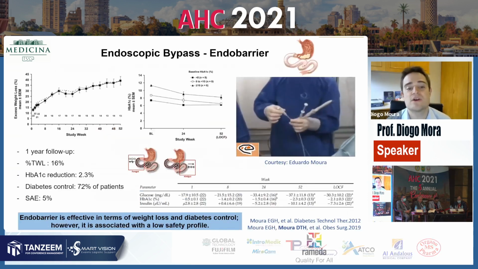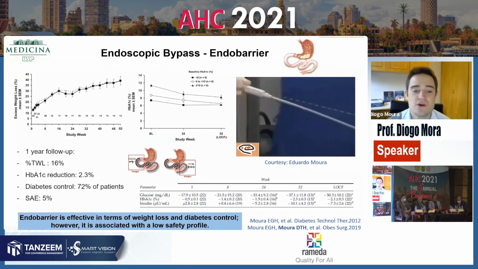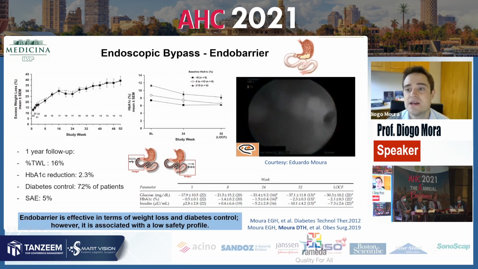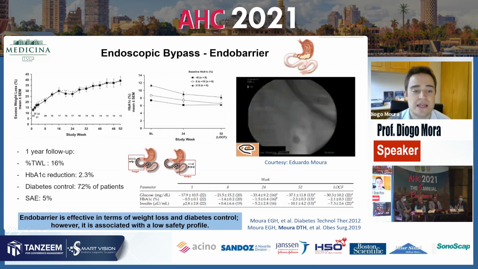So when you talk about the EndoBarrier, we have both the foregut and the hindgut effect. So you're gonna exclude the duodenum with a liner. See, you have a metal stent to fix in the bulb, some barbs, and then you have the liner excluding the duodenum and the proximal jejunum. The results were very interesting.